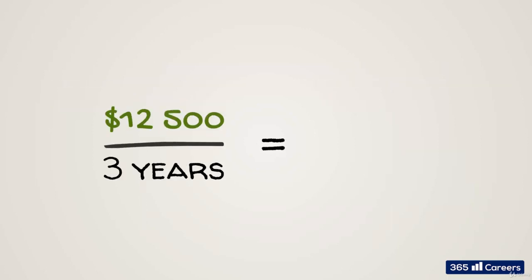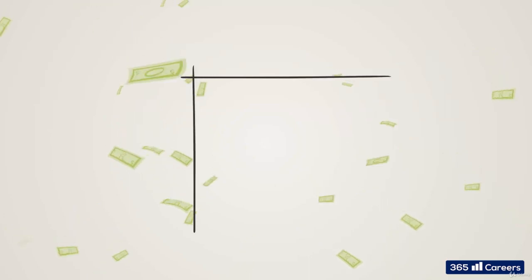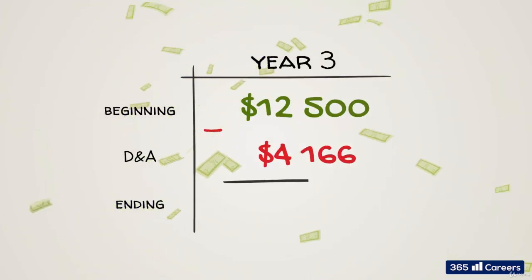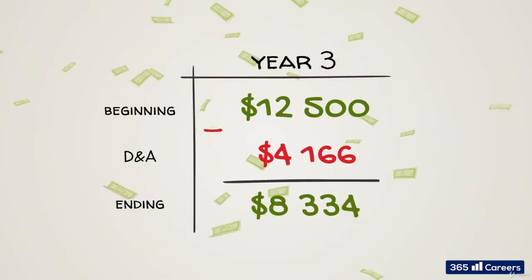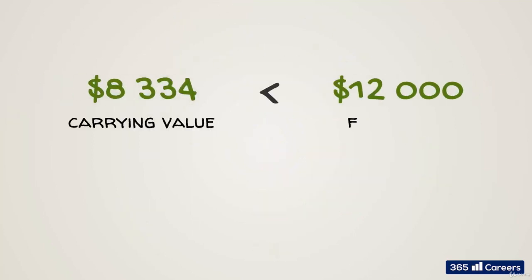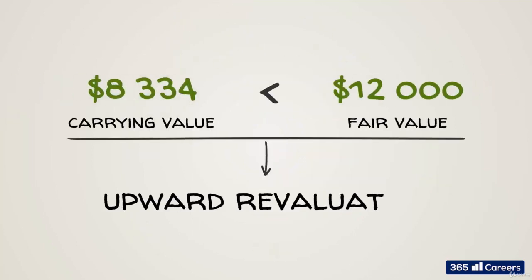Okay, now we just need to adjust the asset's depreciation expense. It is now worth $12,500 and has 3 more years of useful life. Therefore, we'll depreciate it by $4,166 annually. Hence, the next year's asset carrying value will be $8,334. However, a new revaluation takes place, and the asset is now revalued at $12,000.